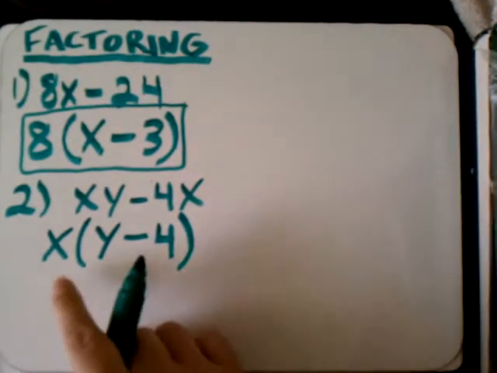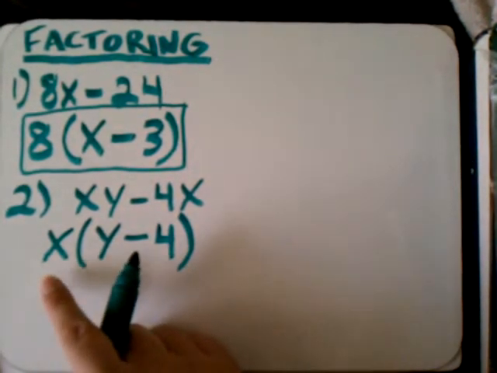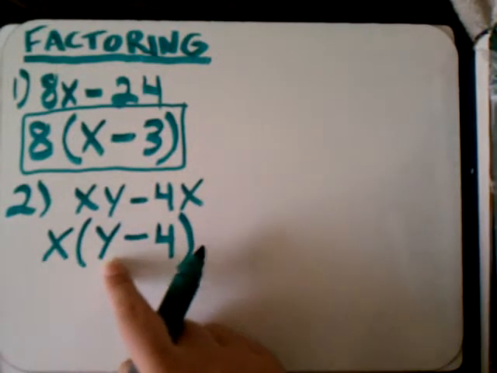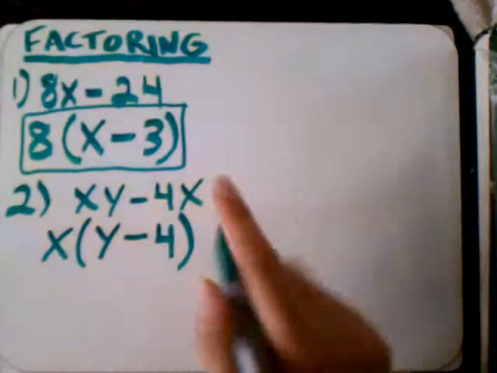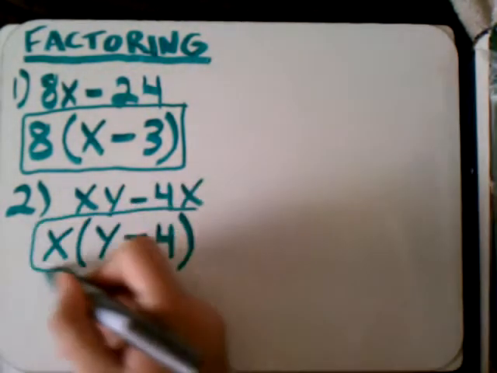Okay? When you review, remember to be sure, review x times y, xy. X times negative 4, negative 4x. So this is your answer.